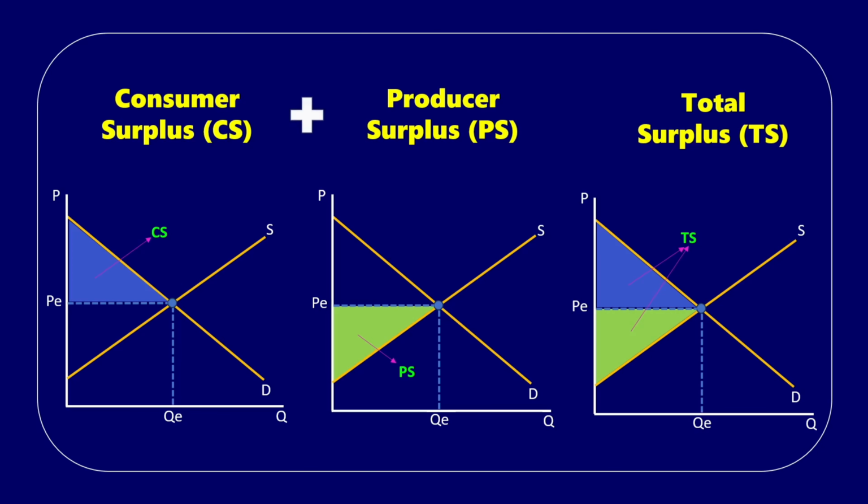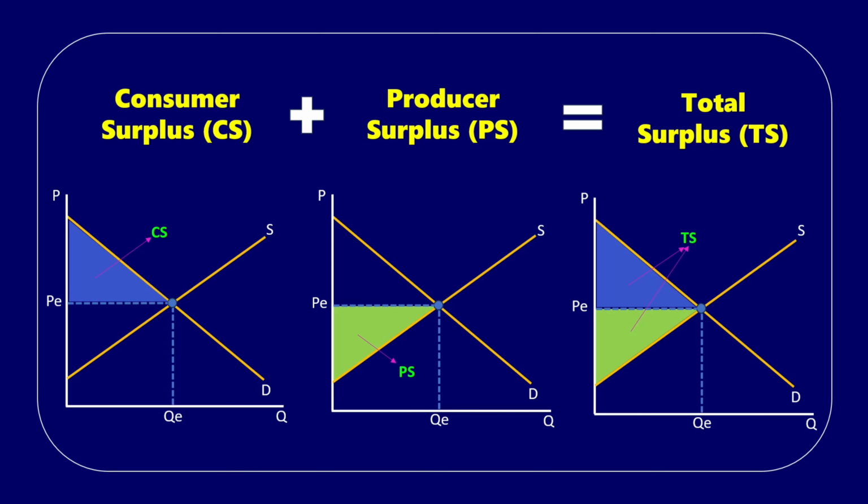If we add consumer surplus and producer surplus together, we get total surplus. Total surplus represents the total gains from trade in a market. It shows how much benefit society gets overall from buyers and sellers interacting. On the graph, total surplus is the entire area between the demand curve and the supply curve, up to the equilibrium quantity. This is why equilibrium is so important. At equilibrium, total surplus is maximized, meaning resources are being allocated in the most efficient way. When prices are free to adjust, markets naturally move toward outcomes where total surplus is as large as possible.